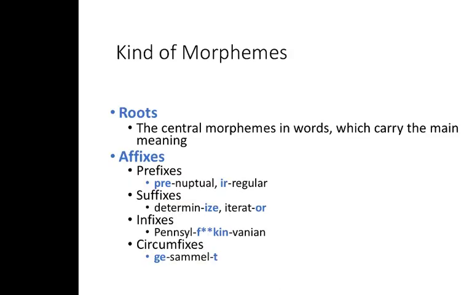So there are different kinds of morphemes. There are roots. These are like the centers of words. They carry the main part of the meaning of the word. And then there are affixes. And these attach to the root to form stems and to form larger words. And affixes can be divided into basically four types. There are prefixes that come before the stem, at the beginning of the stem. There are suffixes that occur at the end of the stem. There are infixes that occur inside of the stem.